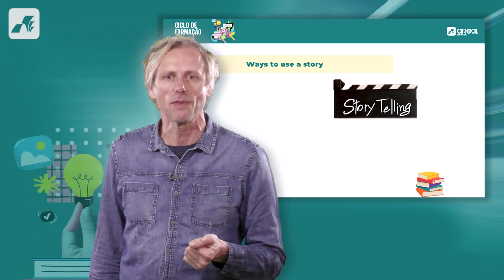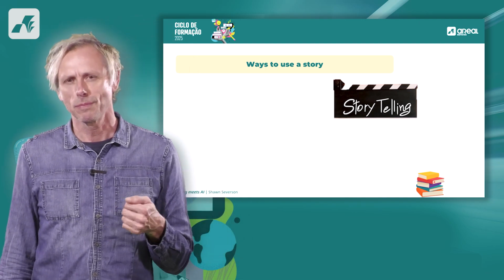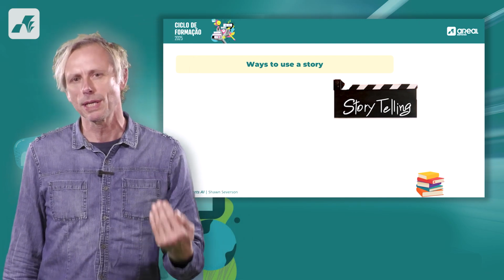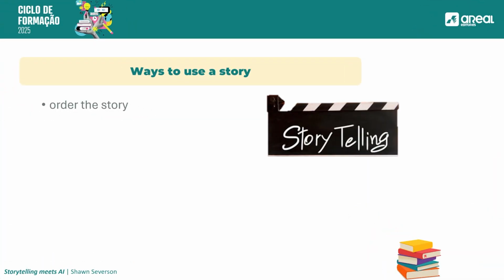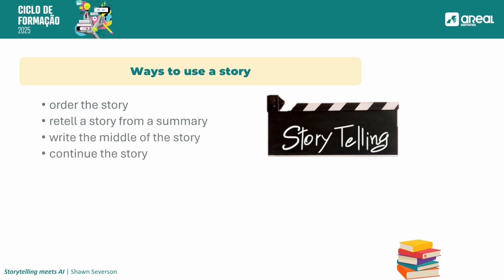But let's start off anyway with some ways of using stories and also looking at the characteristics of the story. So first of all, we can do some things to build up our storytelling techniques with our students, such as having them order the story, having them retell a story from a summary. We could also have them tell the middle of the story. Or we can do something even more interesting, which is give them part of a story made by AI, possibly, have them write their part of the story, and then have AI finish the story, kind of enriching.